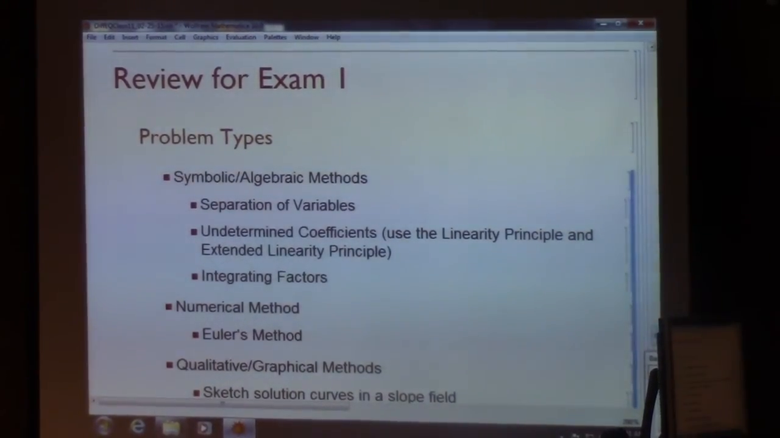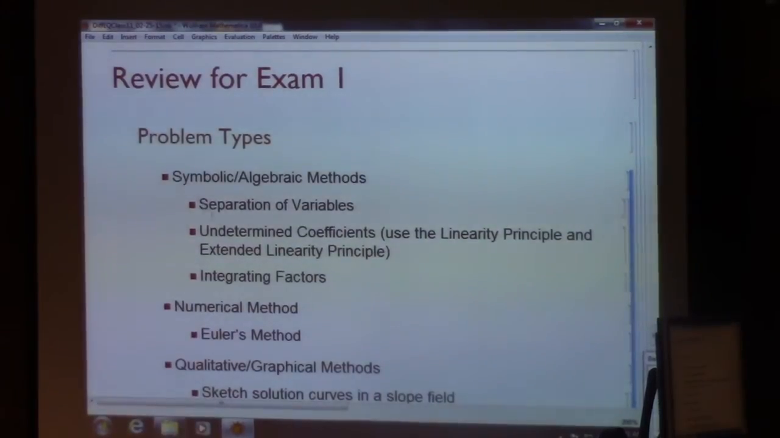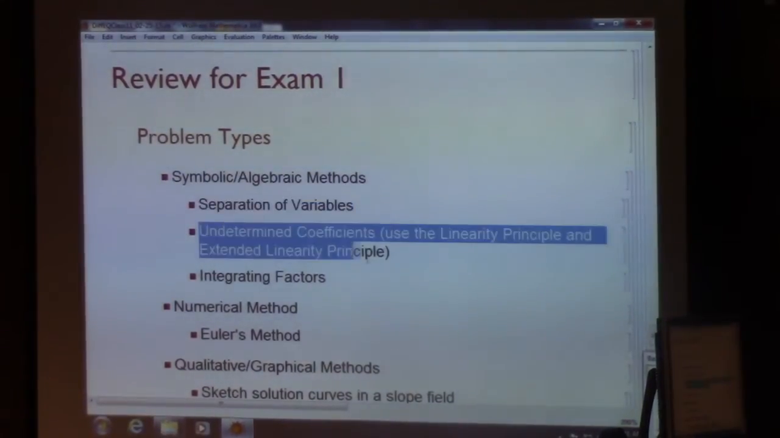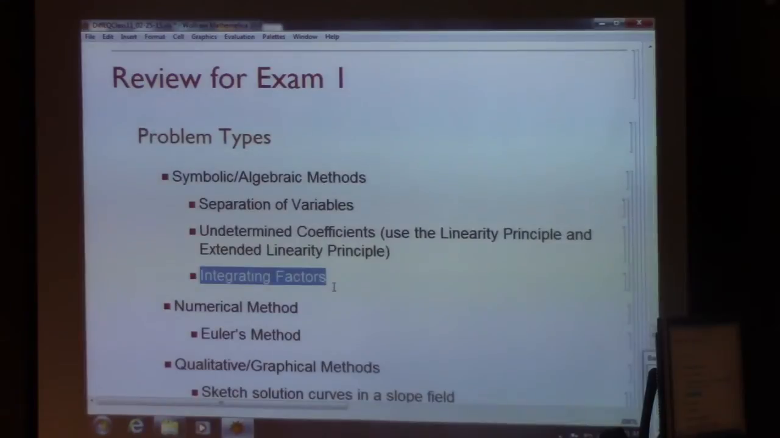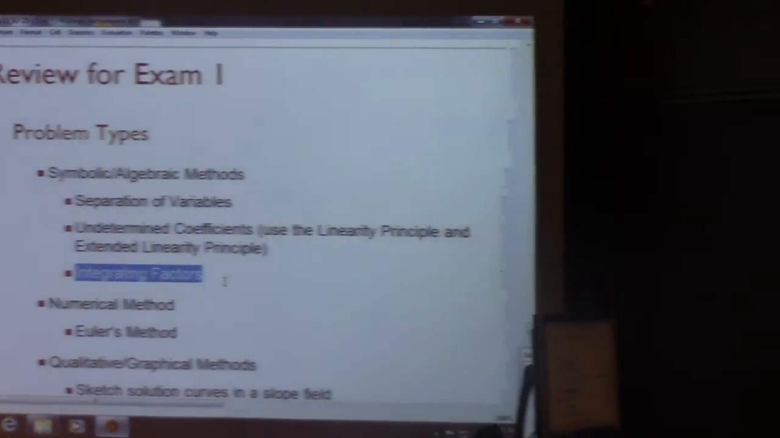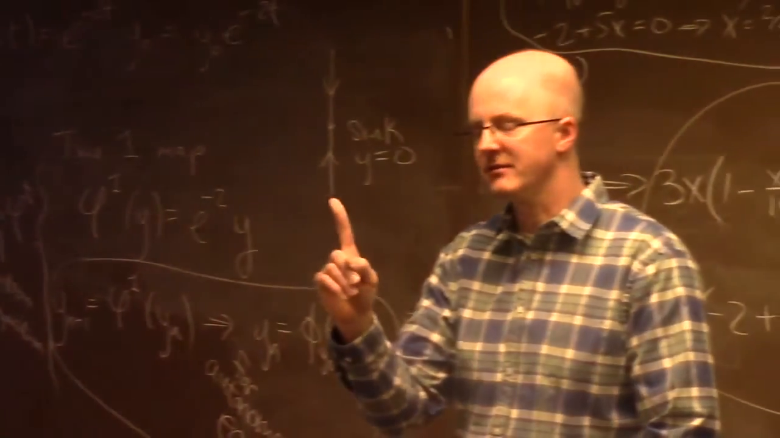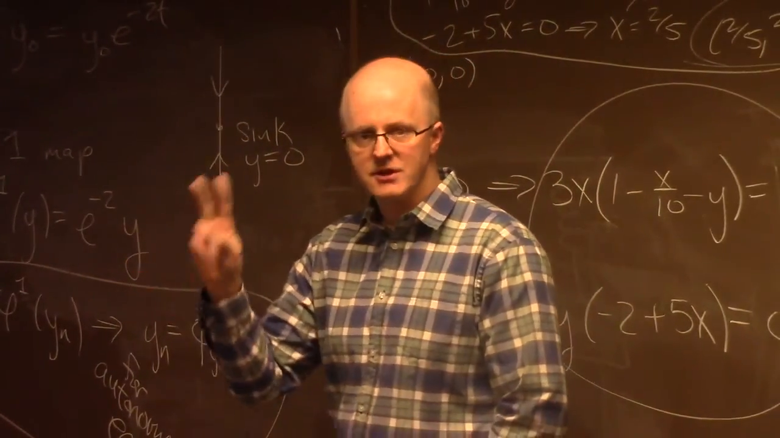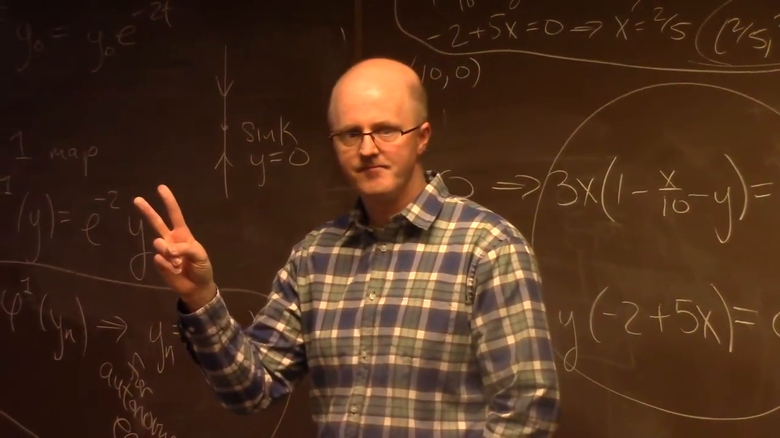Initially with these symbolic algebraic methods, separation of variables, undetermined coefficients, and integrating factors, I was going to have you do initial value problem solutions for all 3 of those, which ends up being more work because you also have to plug in the initial condition and that kind of thing. What I decided, to help you save a little time, is that only on one of those is it going to be an initial value problem, and the other 2 are just going to be general solutions. Okay?